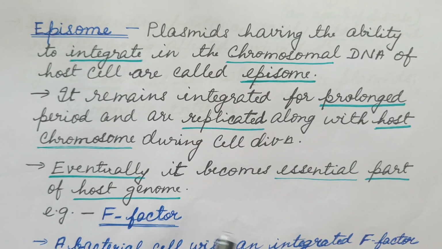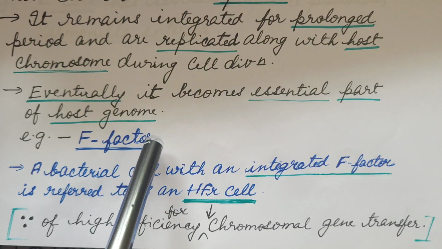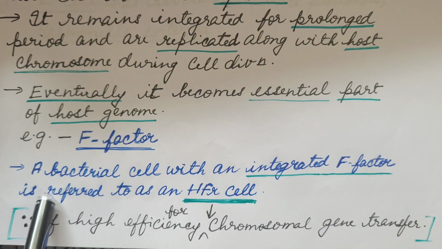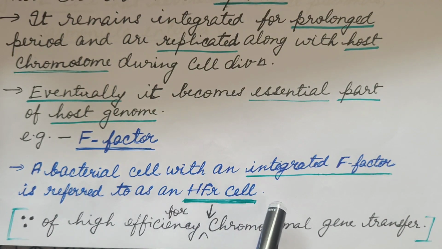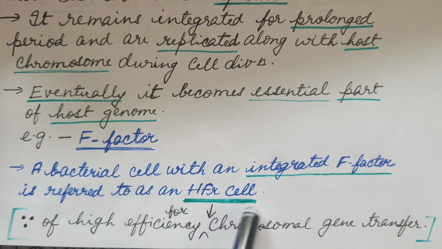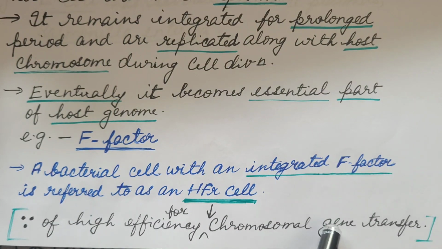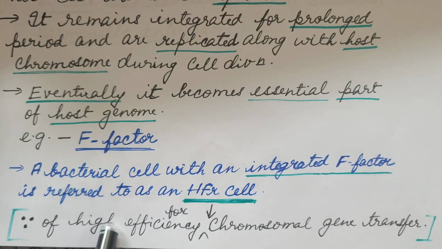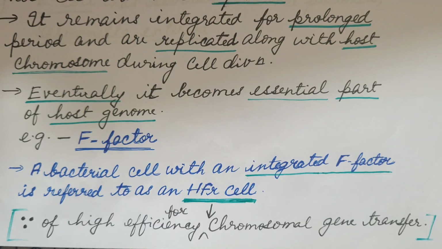Example, F factor. This F factor we have already discussed. A bacterial cell with an integrated F factor is referred to as an HFR cell, full form high frequency recombinant cell. This is because of high efficiency for chromosomal gene transfer. So, in the HFR cell, chromosomal genes are transferred from donor to recipient with high efficiency. This we will discuss in detail in the bacterial conjugation topic.